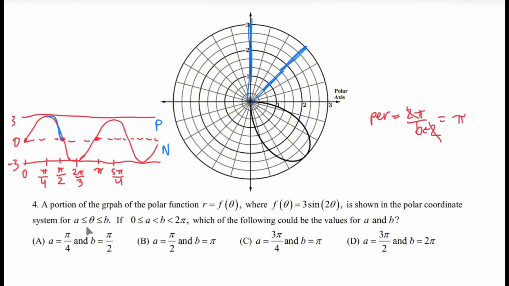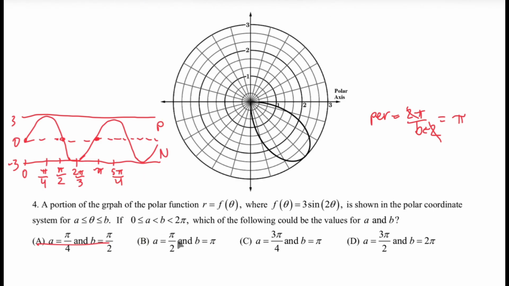So answer choice A should have part of the graph here, but there's nothing here, so we know it's not A. So I'm going to erase that. I need to put back positive in there. All right, so I erased the stuff for A. Now we're moving on to B.